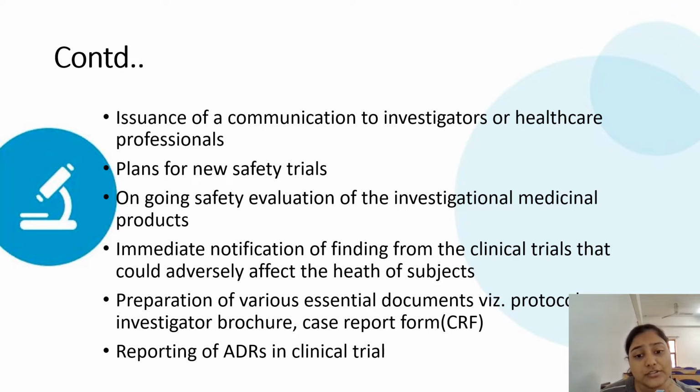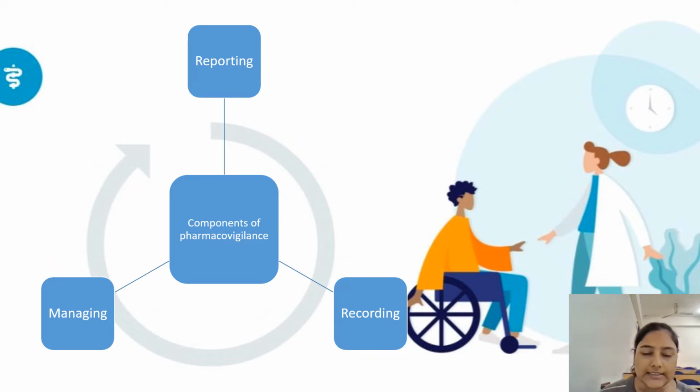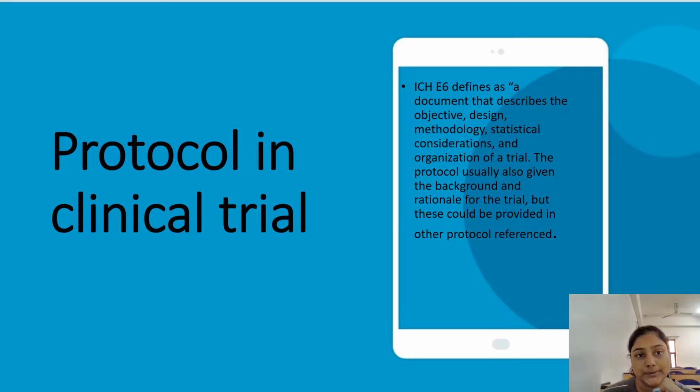Then preparation of various essential documents like protocol, investigator brochure, case report form, reporting of ADRs in clinical trial. This is also the responsibility of the sponsor. Then, major components of pharmacovigilance. There are three basic components of pharmacovigilance: reporting, recording, and managing.